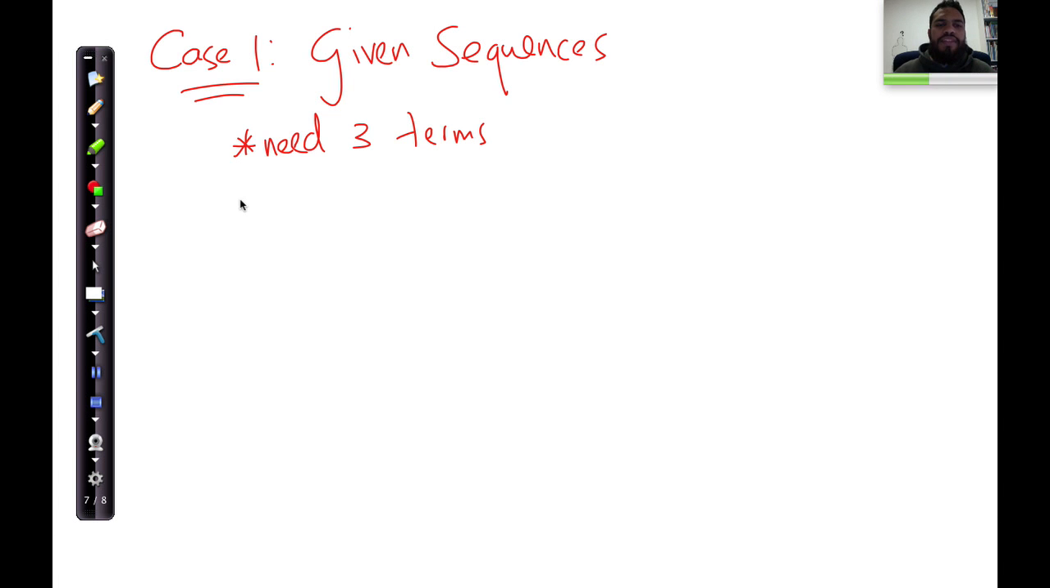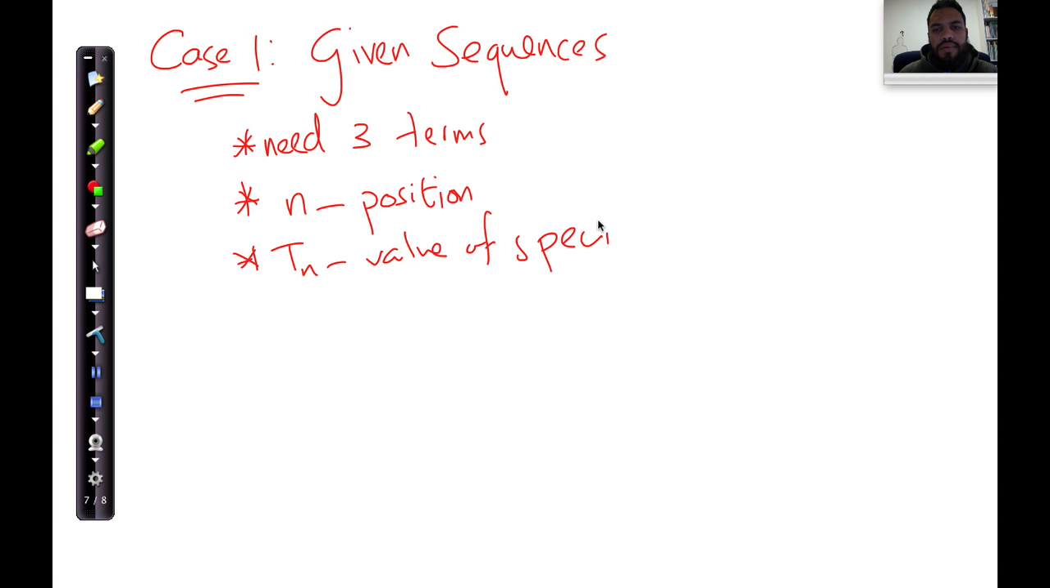And what are the types of questions that you use? Questions that we will get, for example, are: determine the position of a term, determine the value of a specific term. You should be making notes, engrave the neural pattern. Determine the value of a specific term, determine the position of a specific term. In general, you get 3 terms, and so forth.